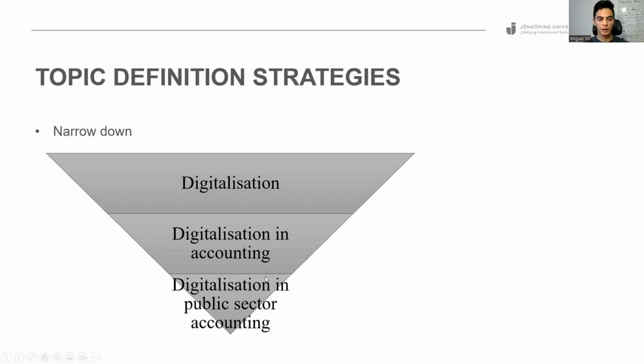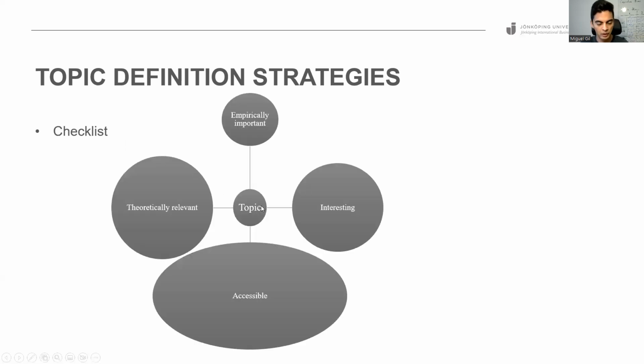So narrow it down to something even smaller, like the digitalization process in public sector accounting. And if you want to narrow it more, it's even better, like maybe management accounting, or maybe only reporting in accounting. The reports are now not on paper anymore, it's everything online. So that's a way to narrow it down. That is one strategy. The topic will be at the end, the final topic.